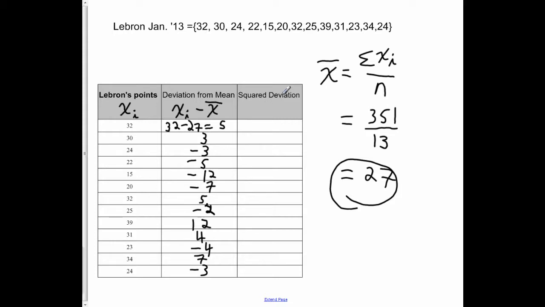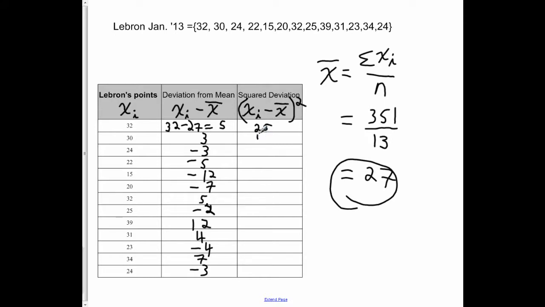The next thing we want to do is square those deviations. So you see the next column, we have the squared deviations, which is xi minus x bar, squared. So we're going to take these deviations and square them. The first deviation is 5. If I square that, I get 25. The next deviation is 3.